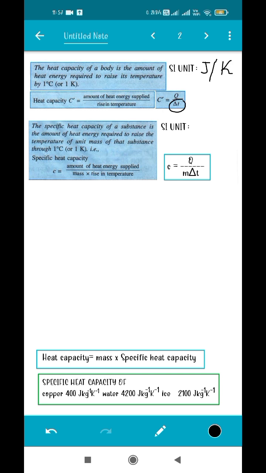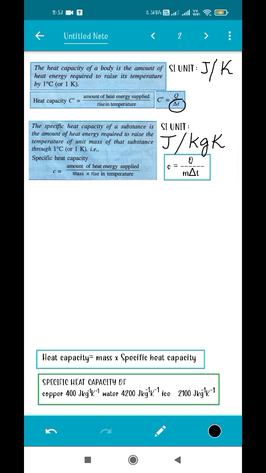So joule per Kelvin is the SI unit for heat capacity, and for specific heat capacity, let us see, joule per mass, which is kg, and again del T, that means temperature difference, so Kelvin. Joule per kg per Kelvin. This is the SI unit of specific heat capacity. So you don't have to memorize, you can just remember the relation and derive it.